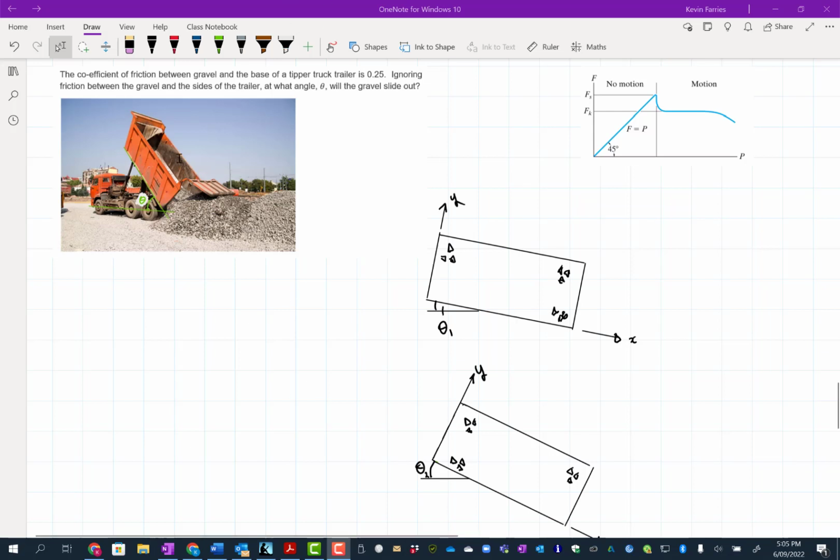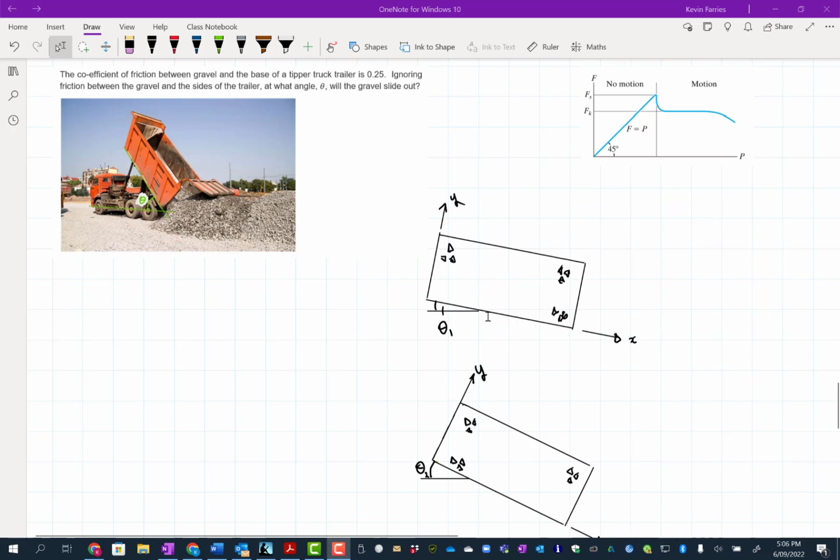So you quite often get these problems that are looking at a plane getting inclined, and then it's looking at when something will start to slip. And it's all about the friction. So what we've got here is the coefficient of friction between gravel and the base of a tipper truck trailer, which is 0.25. So that's the coefficient of static friction, presumably. Ignoring the friction between the gravel and the sides of the trailer, we want to find out what angle theta the gravel will slide out at.